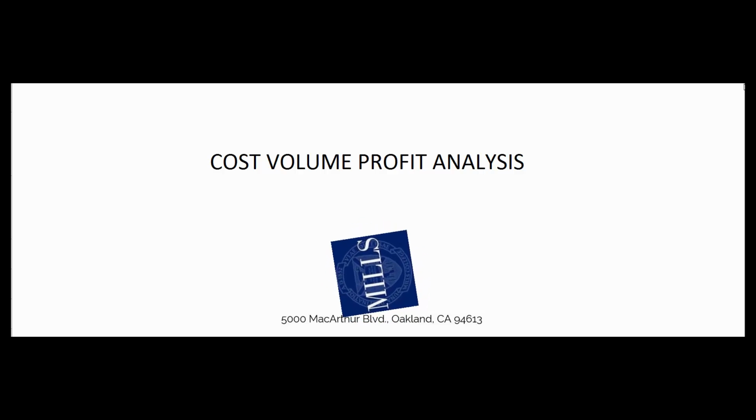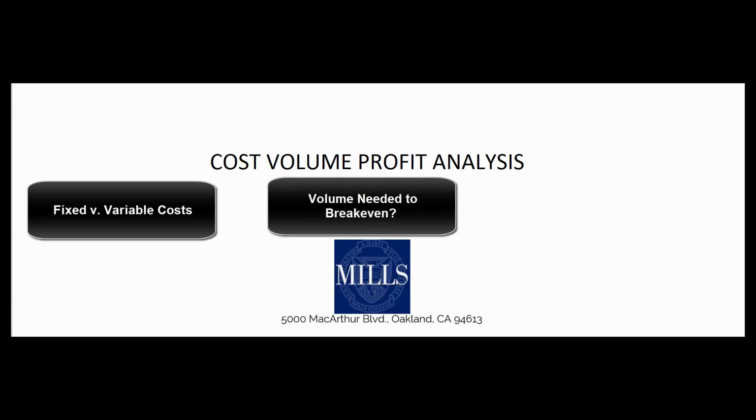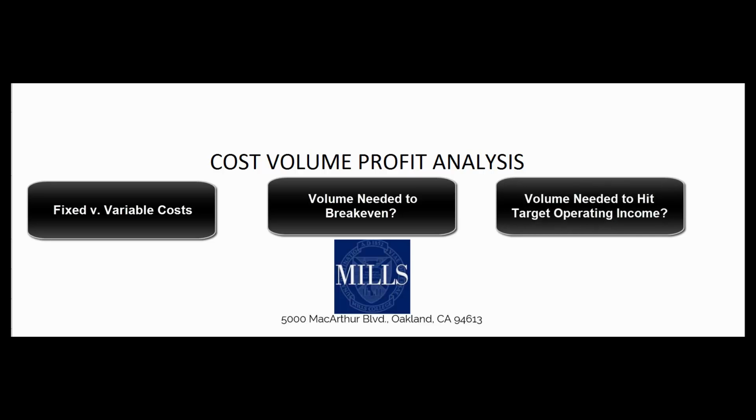Let's take our first look at cost, volume, profit analysis. First of all, we're going to look at our costs and break them down in a little different way now. We're going to look at fixed costs versus variable costs. Then we're going to look at volume. How many units do we have to sell of each item in order to break even? And then we're going to look at profit. How much of each item do we have to sell to hit a certain target operating income?